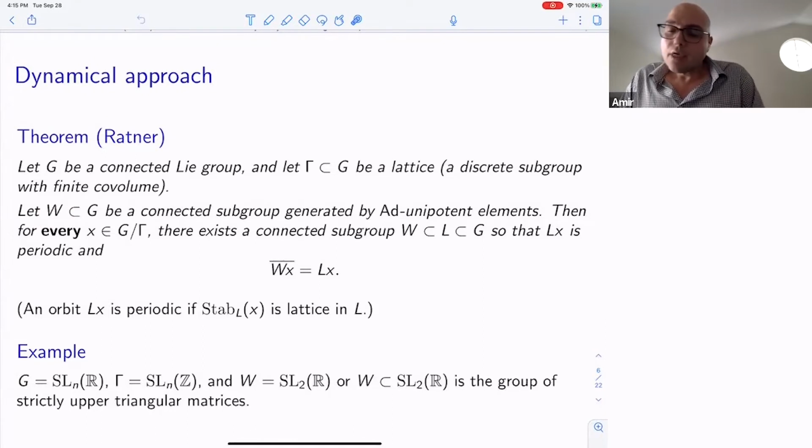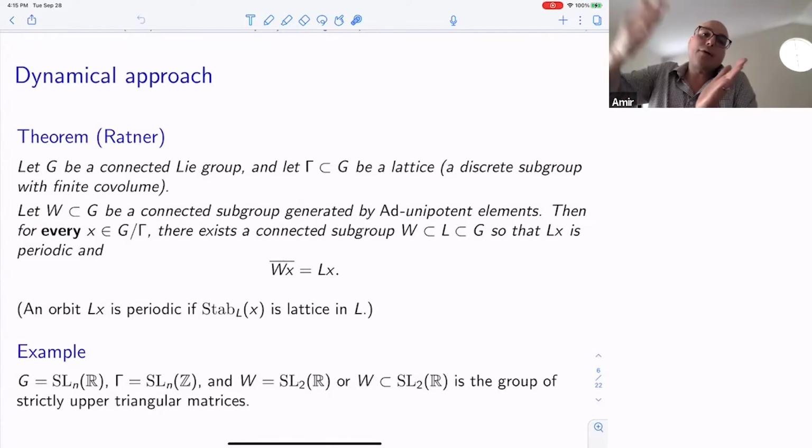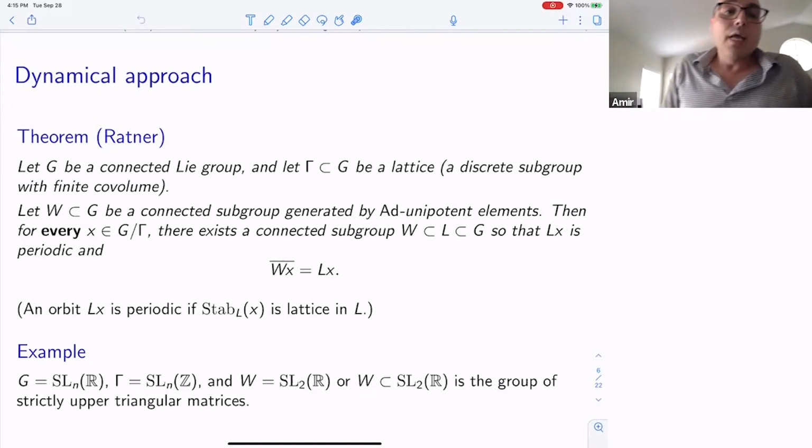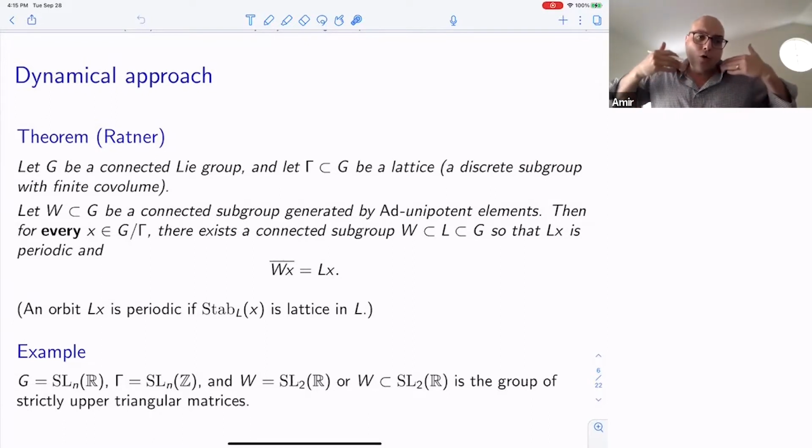by unipotents. Unipotent elements are these elements that have all their complex eigenvalues equal to 1, and a group is unipotent if it's generated by unipotent elements. So for example, if you have SLnR mod SLnZ, you can take your group W to be either SL2R or the strictly upper triangular subgroup of SL2R. And Ratner says that the orbit of every point under such a group is a nice submanifold.